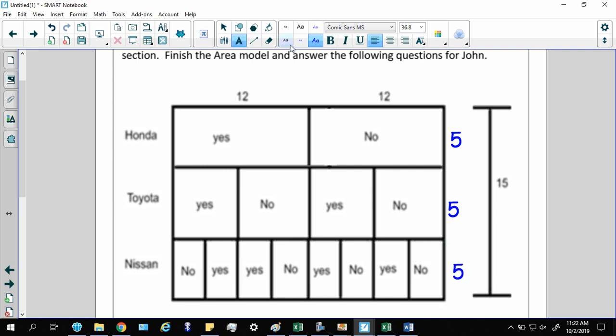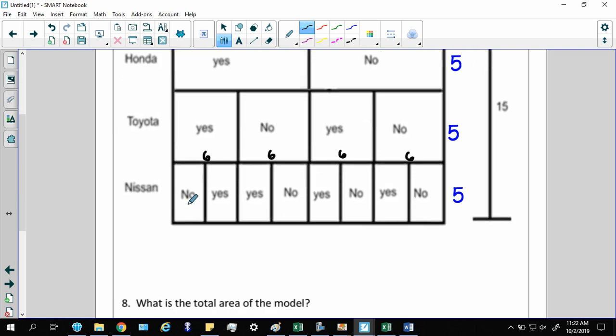Notice how this is 12, which means these little yes, no's will be 6. This also will be 6. This will be 6. Now notice that all these really little yes, no's are half of 6, which means this will be 3, this will be 3, this will be 3, this will be 3, this will be 3, this will be 3, so on and so forth.